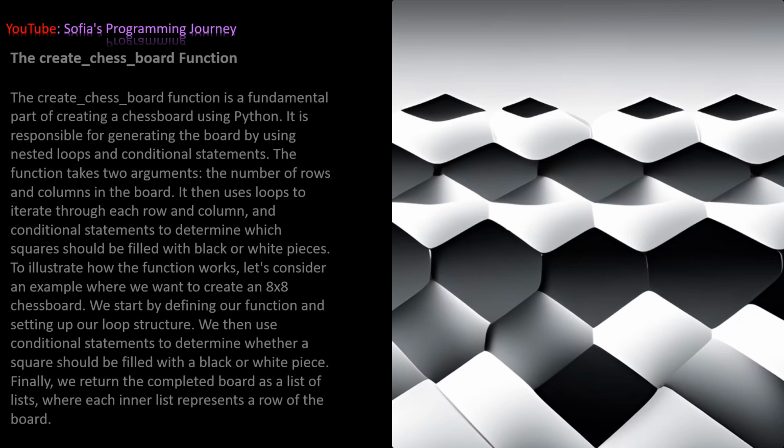To illustrate how the function works, let's consider an example where we want to create an 8x8 chessboard. We start by defining our function and setting up our loop structure. We then use conditional statements to determine whether a square should be filled with a black or white piece. Finally, we return the completed board as a list of lists, where each inner list represents a row of the board.